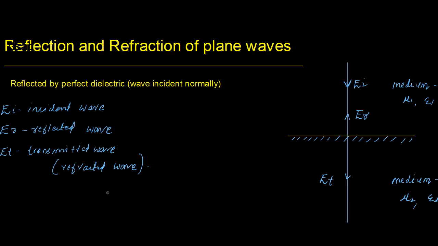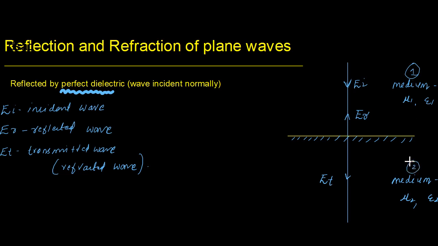Dear students, in this topic I am going to discuss the reflection and refraction of plane waves, and there are different cases, that is reflection by a perfect dielectric and reflection by a conducting medium. Now let us see what would be the reflection of the electromagnetic wave when it is passed from one medium to another medium. So here we can see that this is medium 1 and this is medium 2.